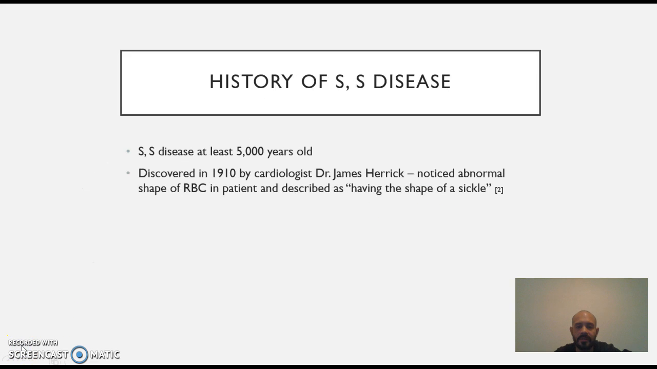The history of sickle cell disease. Sickle cell disease has been around for at least 5,000 years. It was discovered in 1910 by the cardiologist Dr. James Herrick, and he was the first to notice the shape of red blood cells in patients, and described the shape of the red blood cells as having a sickled shape.